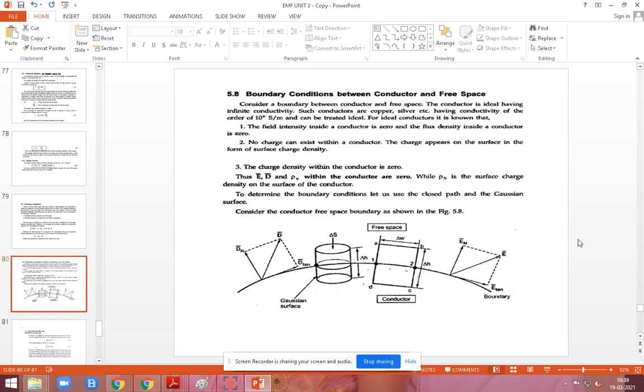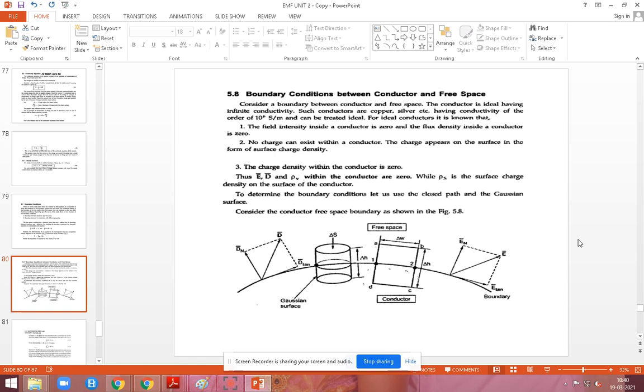So now we are going to see the boundary condition between the conductor and free space. Here we are going to consider the infinite conductivity. Conductors, for example, are copper and silver. Here the conductivity will be in the order of 10 power 6. Okay, so for an ideal conductor the field intensity inside the conductor will be 0, as well as the flux density inside the conductor will be 0. Field intensity na enna, this E vector value will be 0.